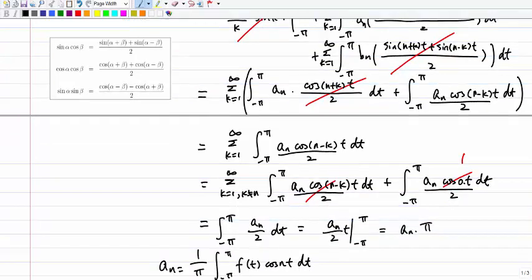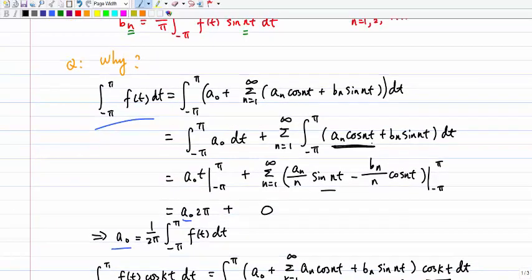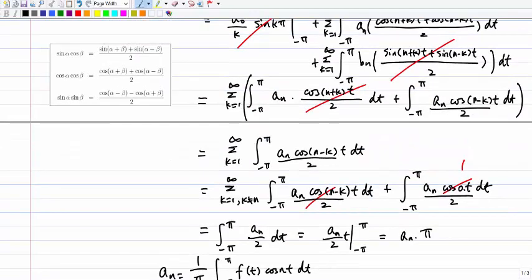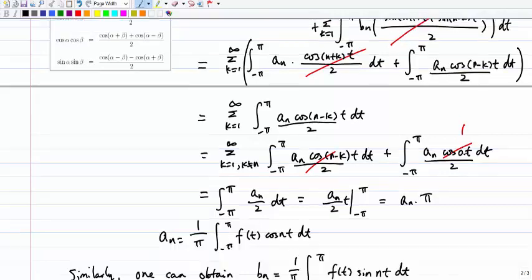So this guy we can rewrite as when k is equal to n and when k is not equal to n. When k is not equal to n, this integration is also 0, according to what we mentioned over here. So it's 0 for any n, as long as n minus k is not equal to 0. We are only left with integrating from negative pi to pi a_n times cosine 0 times t. Cosine 0 t is just 1, because cosine 0 is 1. So it's just 1/2 a_n dt.